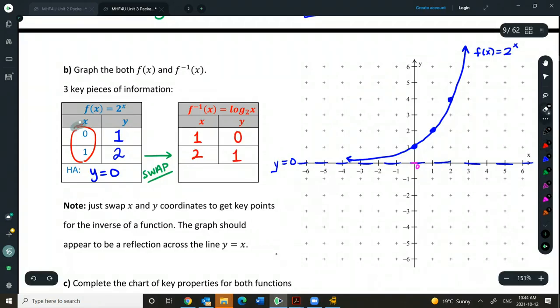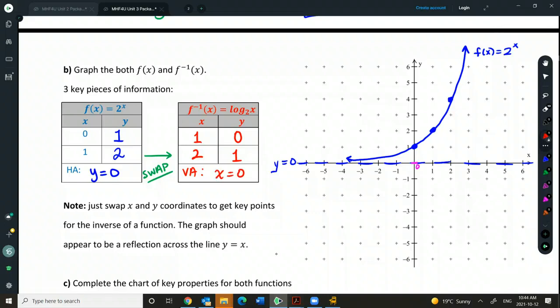Any guesses what happens to a horizontal asymptote? We didn't do this in grade 11. What would happen to a horizontal asymptote if I'm going to do an inverse function? Just guess. Doesn't have to be correct. Matt? It will become a vertical asymptote. So rather than having a horizontal asymptote, logarithms have a vertical asymptote, and it will be along the line x equals 0, or in other words, the y-axis.